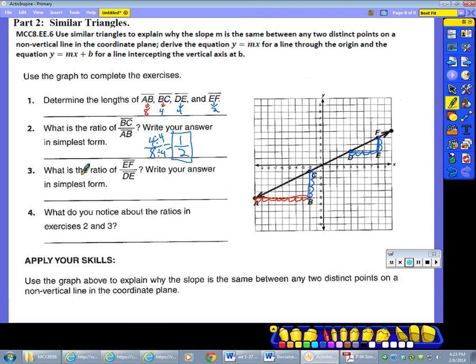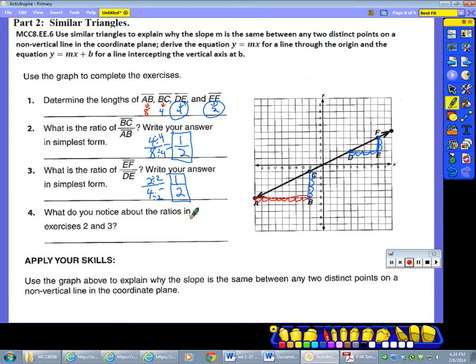So now, what is the ratio of line EF, this line right here, over line DE? DE is 2. Oh, oops, that's a 4, because see, line DE is 4, so that's why it's 4. And that can be simplified also. I can divide by 2. 2 divided by 2 is 1. 4 divided by 2 is 2. You can see it's also 1/2.